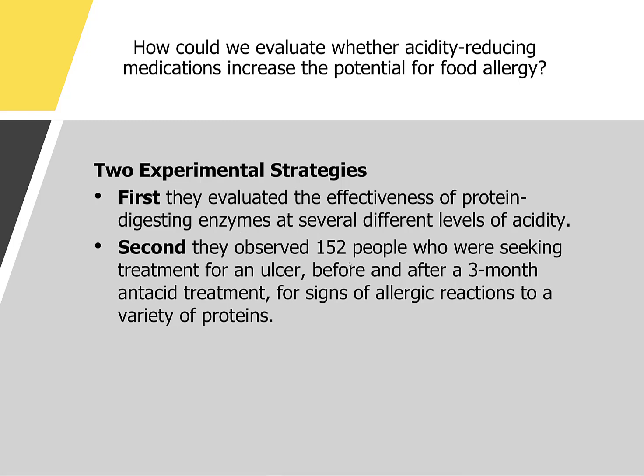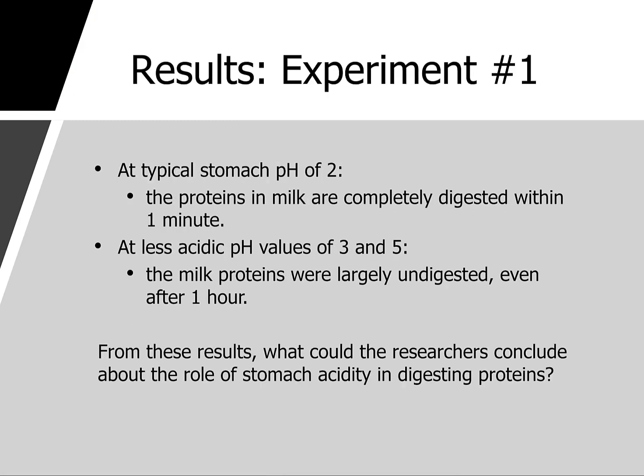Second, they observed 152 people who were seeking treatment for an ulcer, which is a huge amount of acid production that actually burns a hole. In other words, the mucus lining that's there is no longer really functioning very well, and you start to basically break down your own stomach intestinal lining, and that's called an ulcer. So after a 3-month antacid treatment, tests for allergic reactions to a variety of proteins were done in this study.